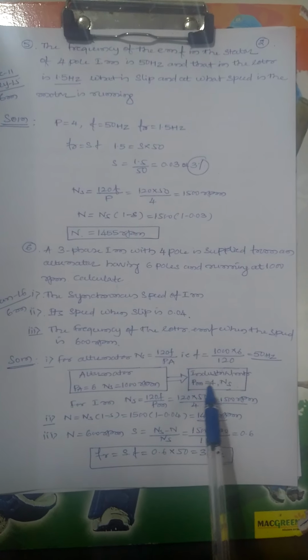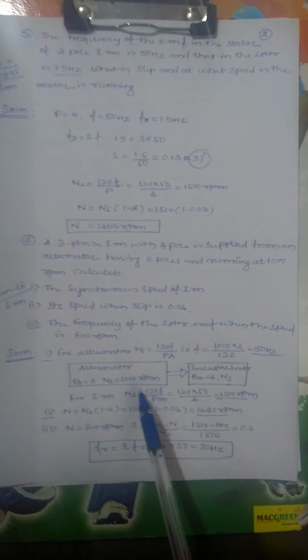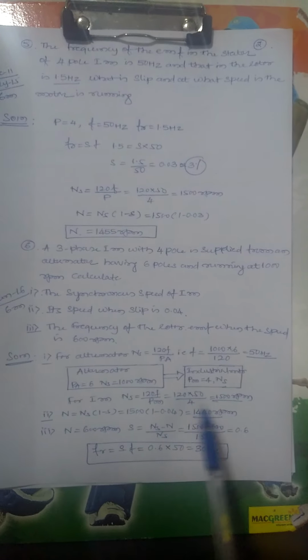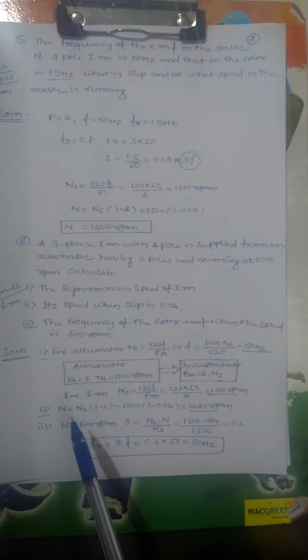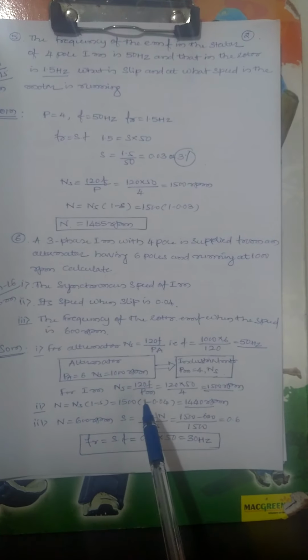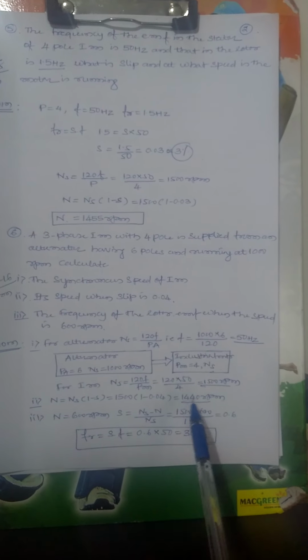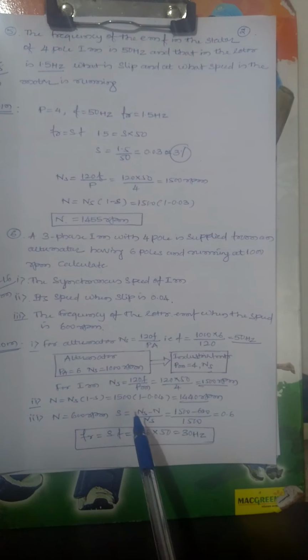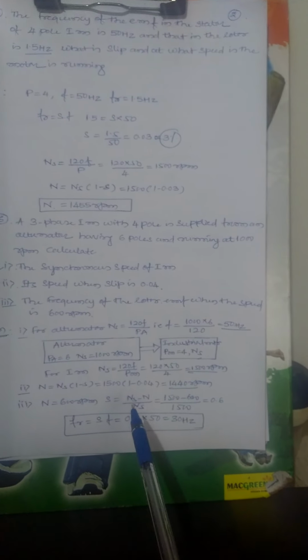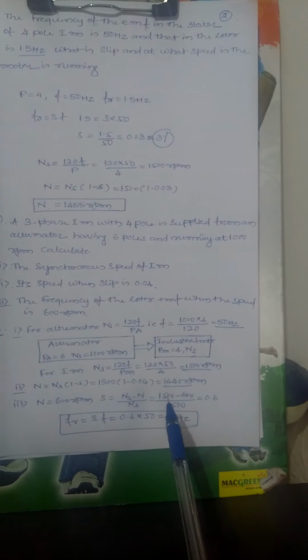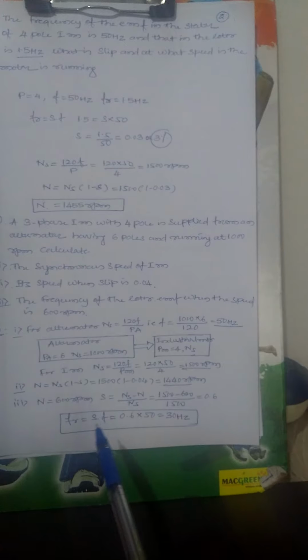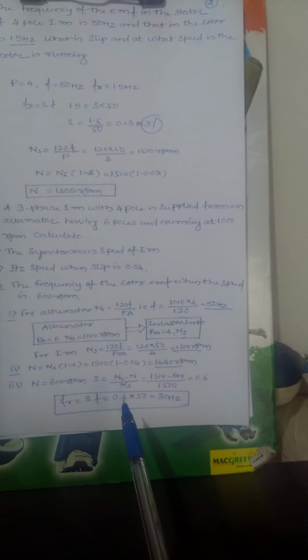For the induction motor, the poles are 4. Ns for the induction motor is 120 f by P, 120 into 50 by 4, that is 1500 RPM. Next, you calculate N equals Ns into (1 minus S), 1500 into (1 minus 0.04), that is 1440 RPM. Next, N equals 600 RPM is already given, so directly find the slip. S equals (Ns minus N) divided by Ns, that is (1500 minus 600) by 1500, that is 0.6. Fr equals S into F, slip is 0.6 into 50, that is 30 Hz. Stop the video.